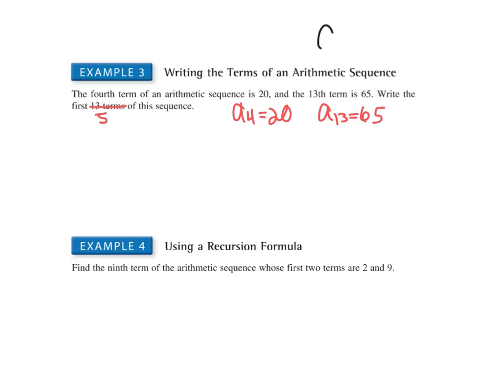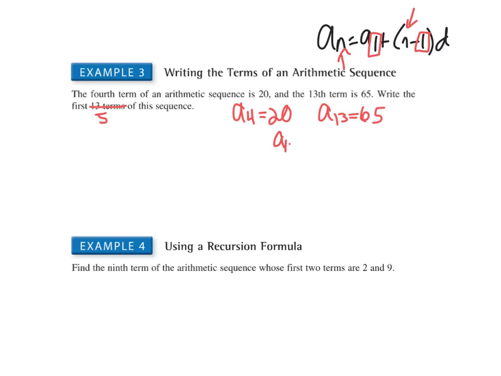So I'm going to use my a sub n equals a1 plus n minus 1 times d. Now what you might notice is that this number matches this number. This matches that for a reason, because you can actually change those out. So let's say instead I'm given a13 instead of an. I can use that to find the difference.